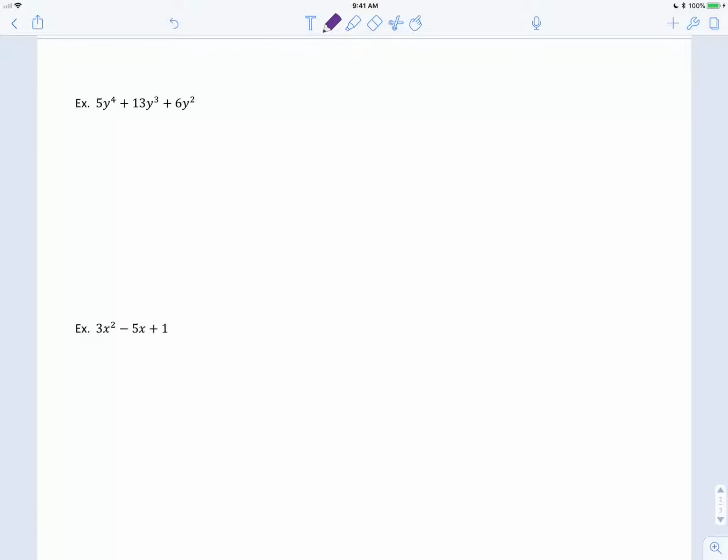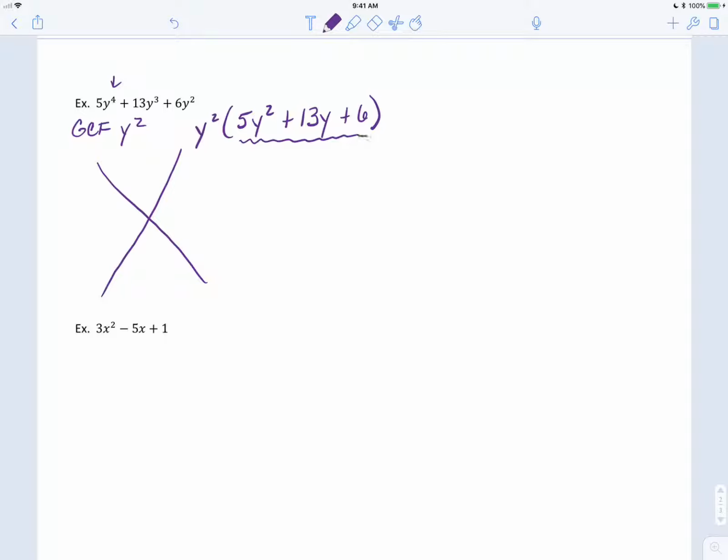Okay, so look at this. What have we got going on here? All of a sudden we've got this y to the 4th. Well, anytime I have something that's not squared, I'm thinking, and I hope you are too, GCF. We've got a GCF of that y squared, so let's take that out first. And that leaves us with 5y squared plus 13y plus 6. Now remember, we're just factoring this, but when we write that final answer, we do have to have that y squared on the outside.